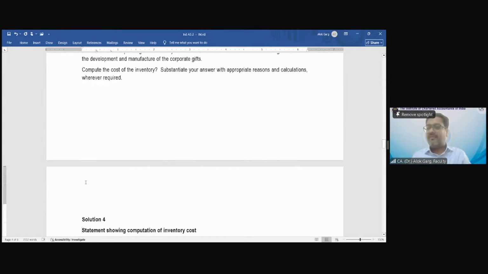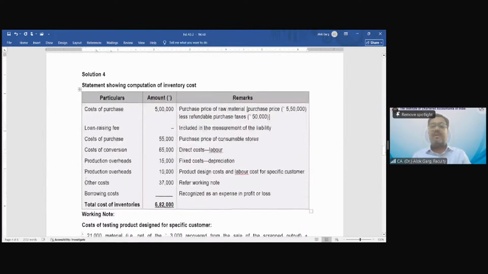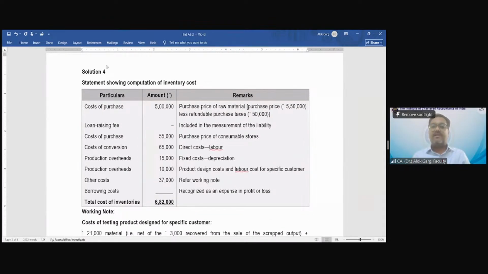So we have done with this. Now let's discuss quickly. The cost of purchase, 5 lakh rupees. This is a non-refundable purchase tax and hence excluded. Loan raising fee 0. Cost of conversion, production overhead: this production overhead is the design, external design and labor cost. And this 37,000 is, you remember, the testing phase cost. And this borrowing cost will not form part of the cost of the inventory. It will be charged to P&L.